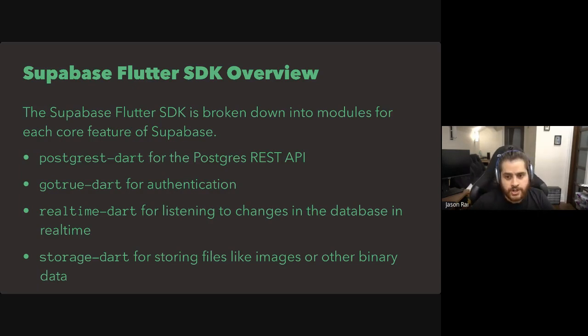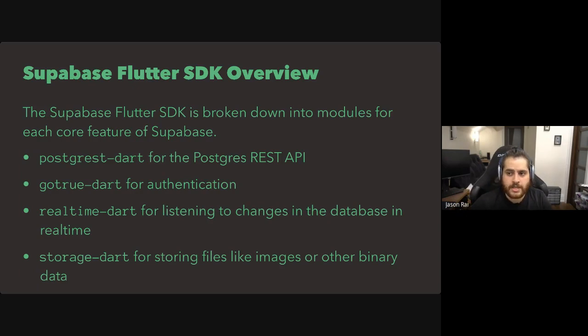And then Storage Dart is a part of the Supabase SDK, and it lets you store files like images, videos, or other binary large data that doesn't make sense to be stored in a database. And it's actually just a simple wrapper over S3. So if you use any sort of bucket storage like S3 today, it's a pretty similar model.